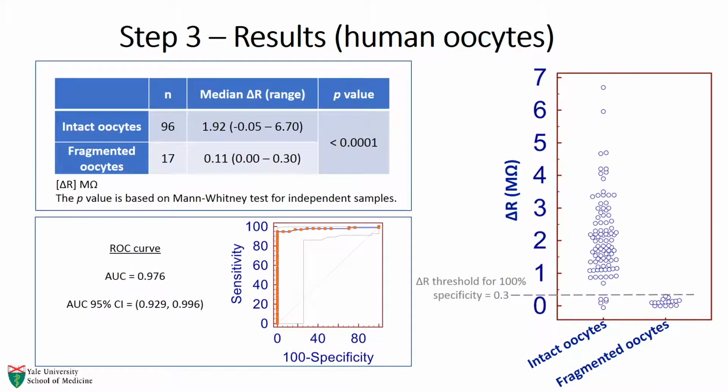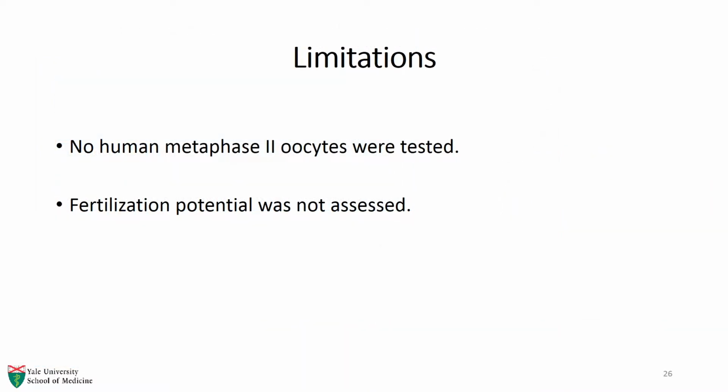The summary of human oocyte experiments shows a small resistance increase of up to 0.3 megohms for the fragmented oocytes, and there was a significantly higher resistance increase in the oocytes with visually intact oolemma. Our limitations are that no human metaphase II oocytes were studied, nor their fertilization potential.